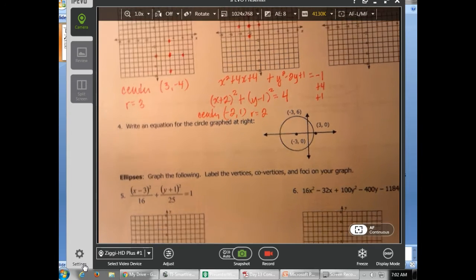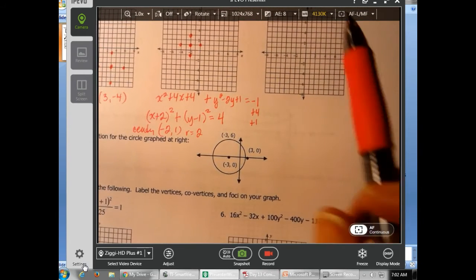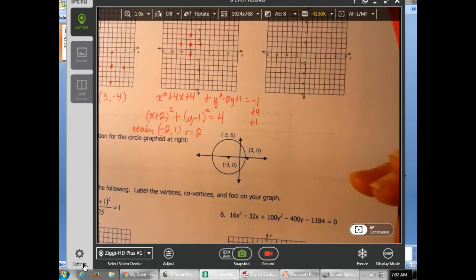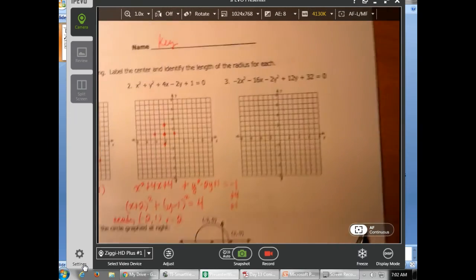All right, the third one. Again, we're told this is a circle, but what if we were not told it's a circle? This was a little bit more complicated. So let's look at this. Let me get situated here.